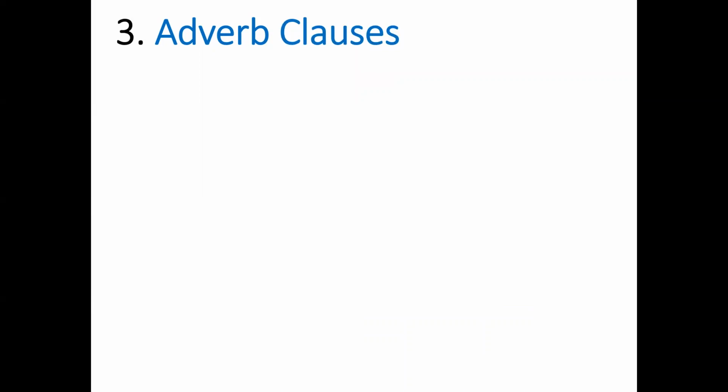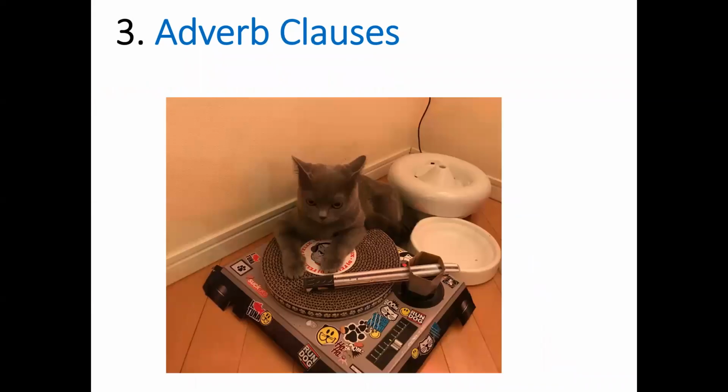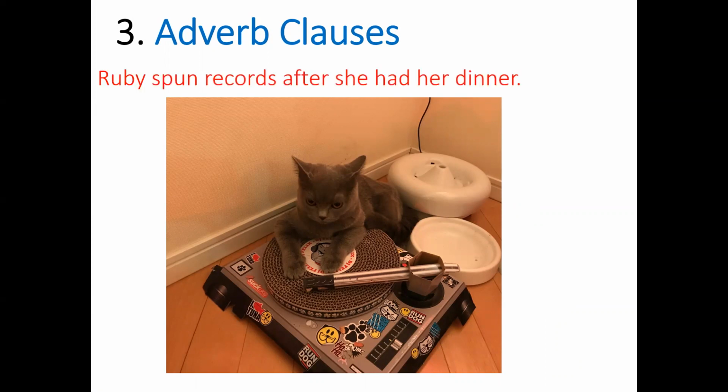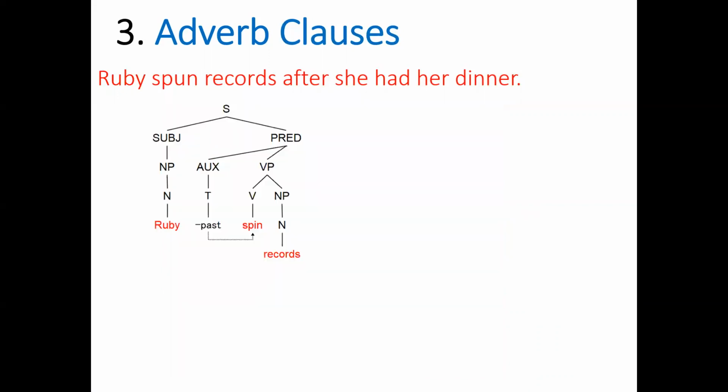We will require Ruby's assistance again for creating an example sentence. And you can see she has just finished dinner and is now practicing her DJing. So we have the sentence, Ruby spun records after she had her dinner. And we will start by diagramming the main clause of the sentence, a simple SVO construction, Ruby spun records. To account for the subordinate clause, after she had her dinner, we will, as with all the other sentences here, expand the predicate to generate an adverbial.